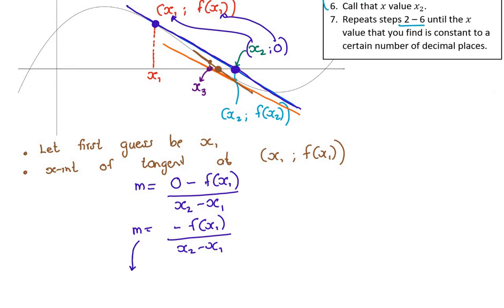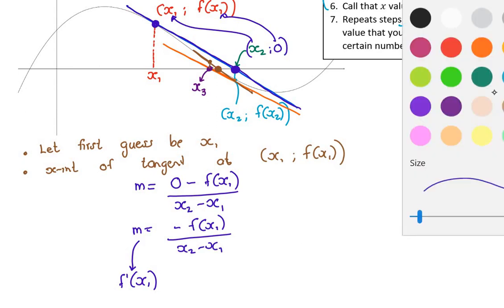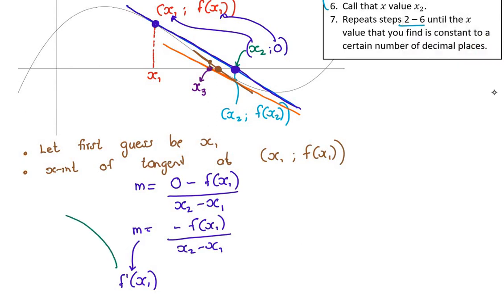So if this graph was f, f dashed of x1 is the gradient of the graph at that point. So let me just explain this to myself. This is the gradient of the graph at x1. But we all know from our calculus experience so far that the gradient of the graph at x1 is the same as the gradient of the tangent at x1. So this is equal to m.